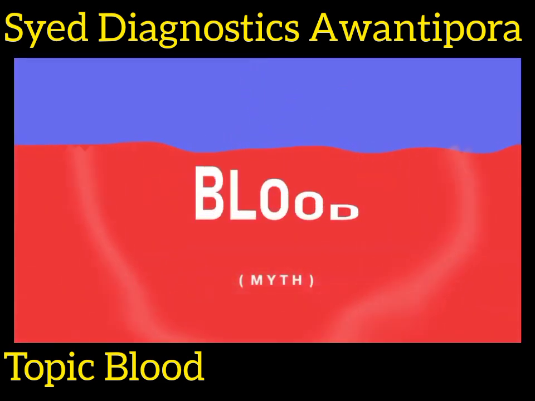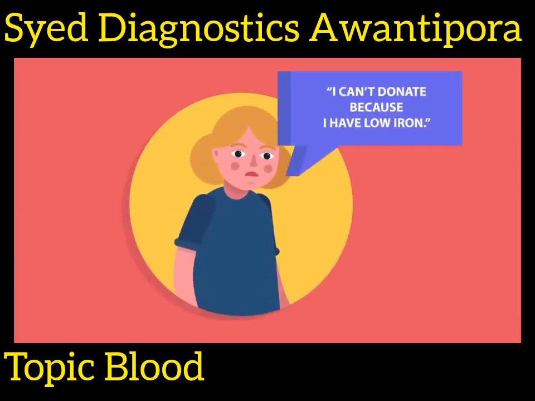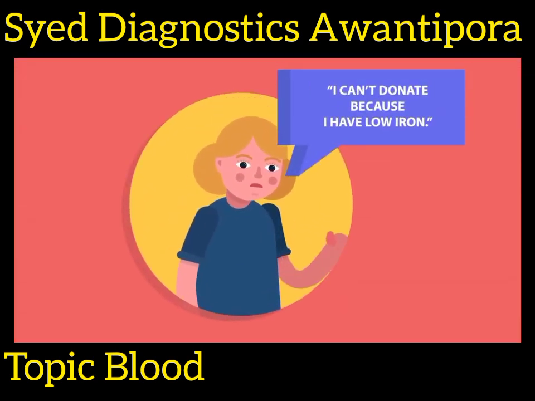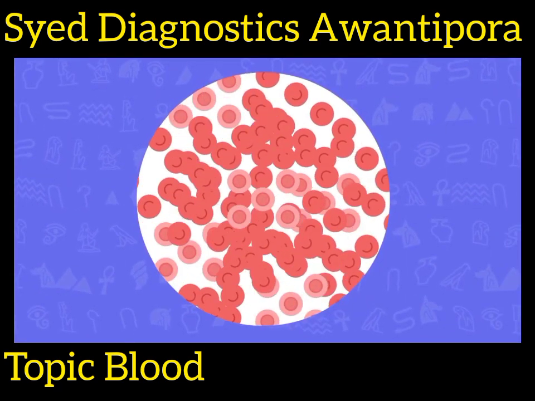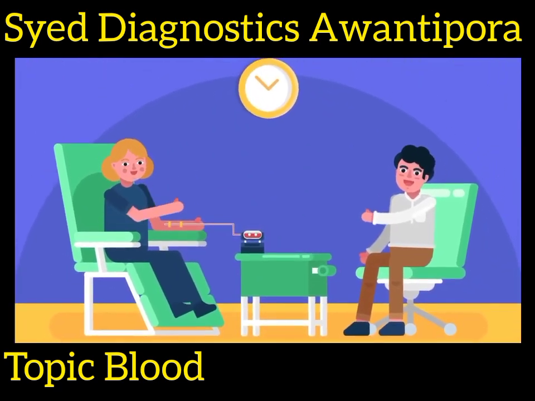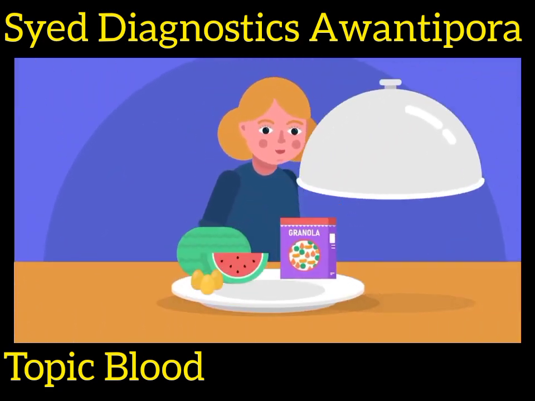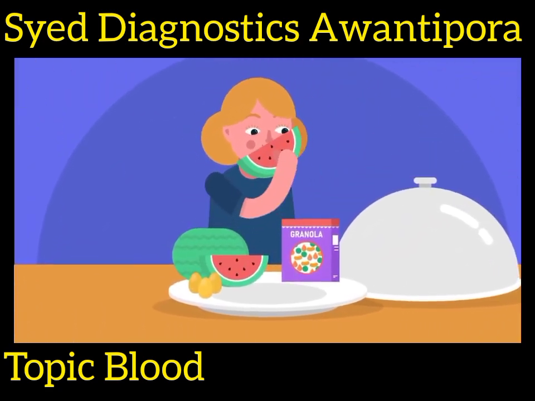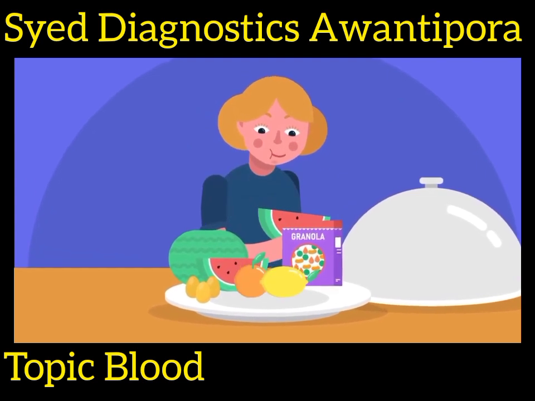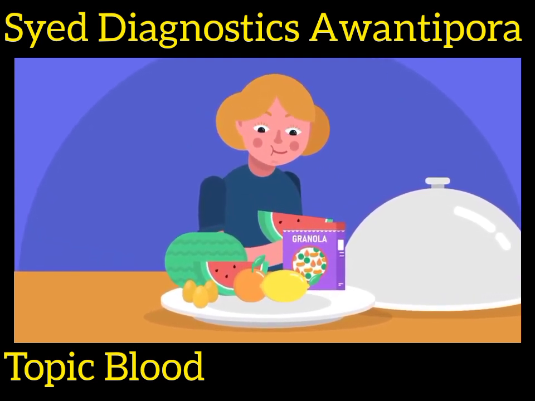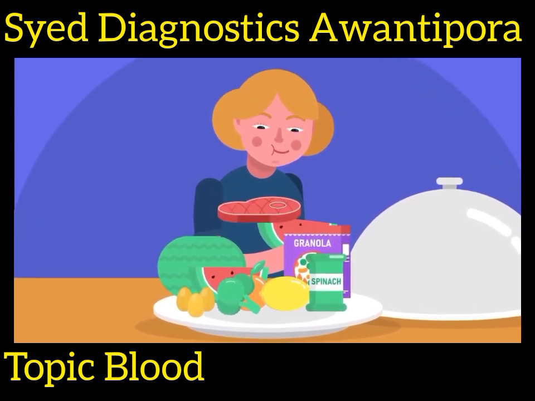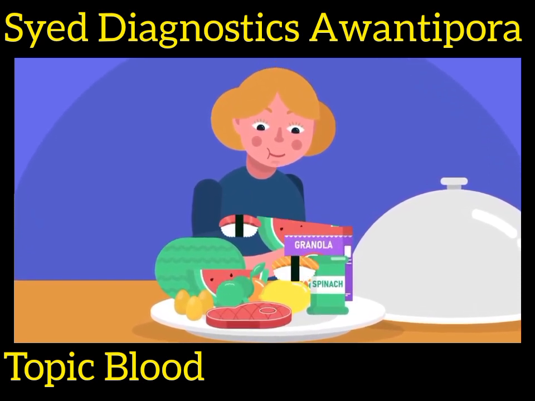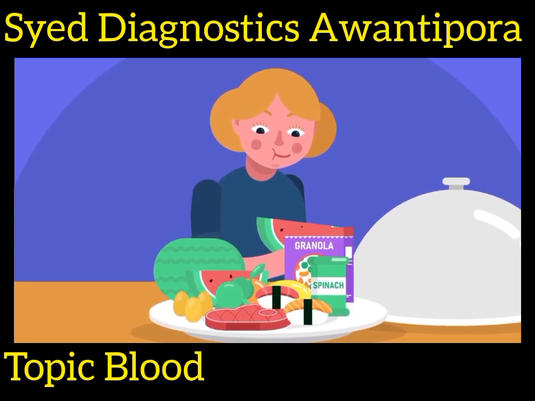Common myths about blood donation. I can't donate because I have low iron. Your red blood cell count doesn't stay low forever. Come in and see if it is improved. Iron-rich foods help promote blood production. Citrus fruits help your body absorb iron. Dark, leafy green vegetables are a good source of iron. Lean red meat, as well as salmon and tuna, are good sources of iron.